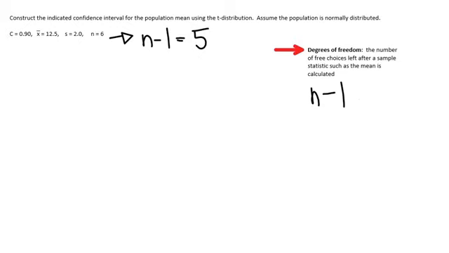Now let's list out the formula for the margin of error using the t-distribution. You'll notice that it's very similar to using the standard normal curve, but there's one small difference, and that's we're going to use a t critical value.